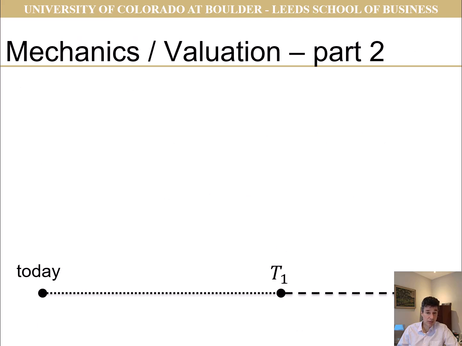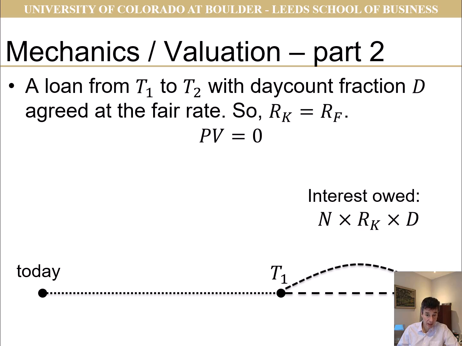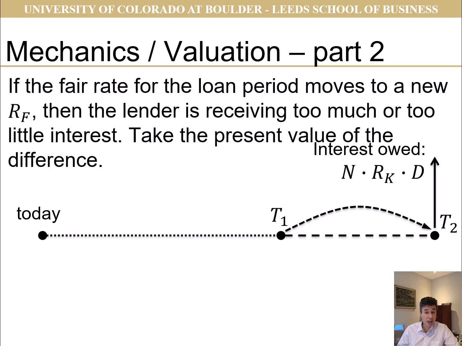Let's see that visually for a second. A loan from T1 to T2 with day count fraction D is agreed at the fair rate. So RK is going to equal RF, and present value is equal to 0. The interest owed is N times RK times D. That's our loan. Of course, there's principal exchange in this loan, but let's just think of it this way for a second. If the fair rate changes to a new fair rate, then the lender is receiving too much or too little interest. Take the present value of the difference.